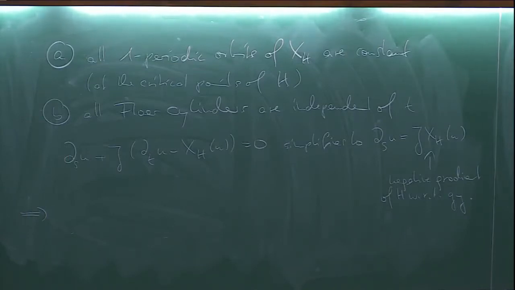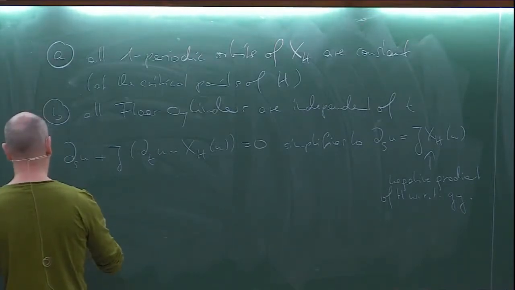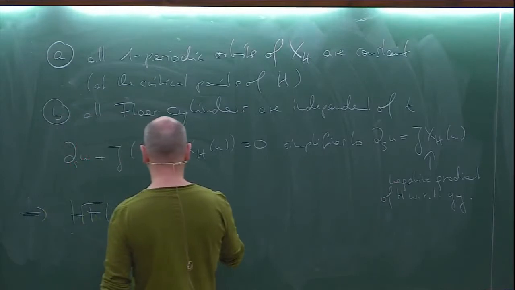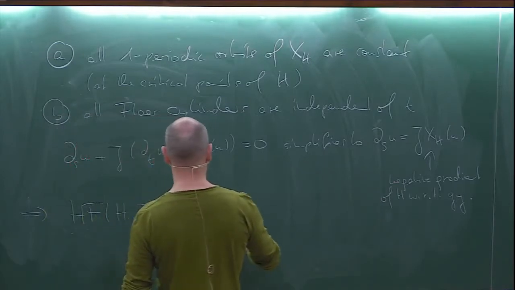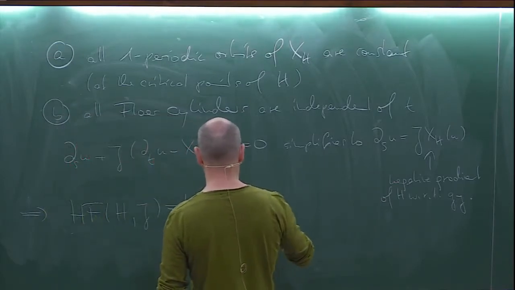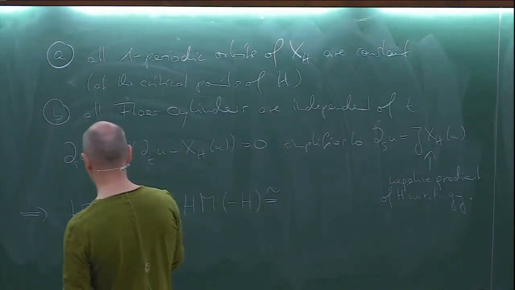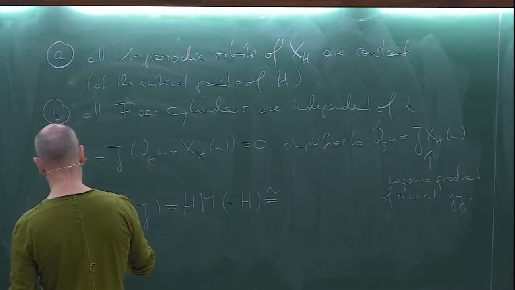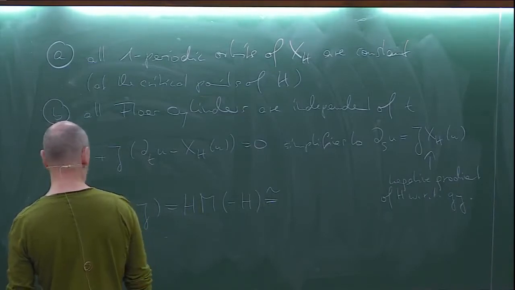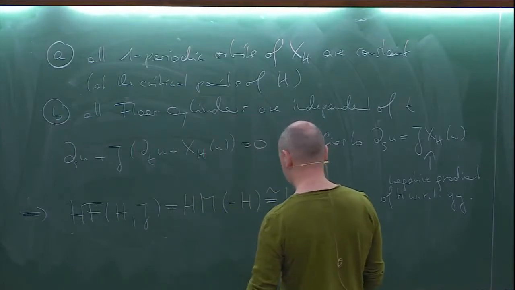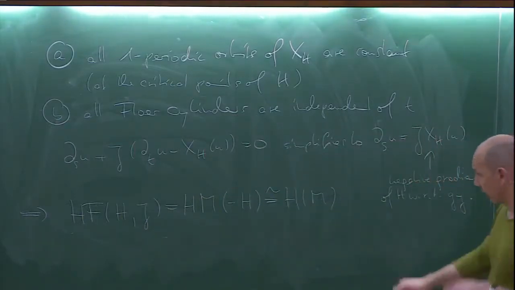So therefore, the Floer homology of this particular H and J is just the Morse homology of minus H. But we know that this is, well, now I have to be more precise with the shift of grading. So let me just not put in the grading. And then this is equal to the singular homology of M.